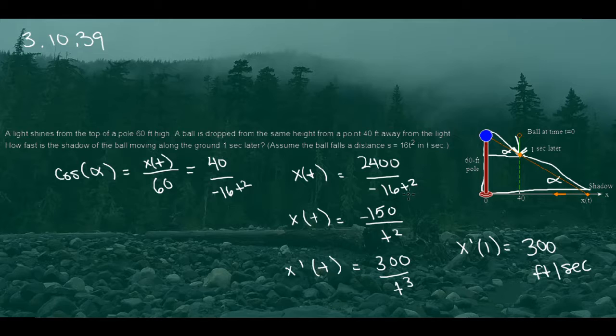Now, they might want a negative in front of this. I don't know for sure. I know for sure negative 300 works. I believe that positive should as well, since they just say how fast it's moving, which is not velocity. It's just speed. So the magnitude of how fast it's moving is just 300 feet per second. I'm not sure if they're going to want the negative or the positive, but that is how you would solve this problem.